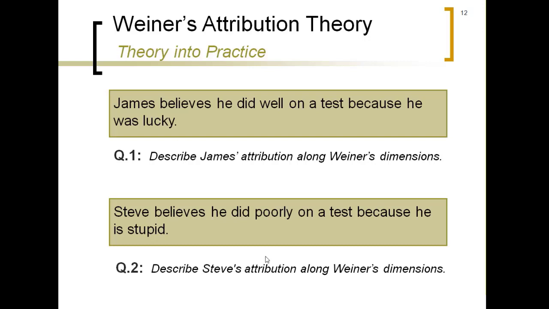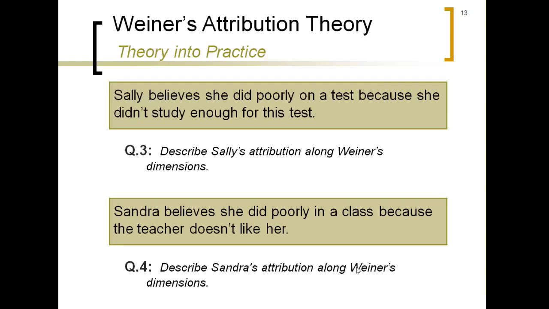Steve believes he did poorly on a test because he is stupid. I don't like this word, stupid, but he's not intelligent or whatever. Now this probably feels internal because it feels like it's his level of intelligence that caused the outcome. It probably feels pretty stable. He may not feel like he has the ability to improve his intelligence, unless he has a teacher behind him encouraging him. And it may feel like it's out of his control. So in this particular situation, Steve may not do well next time if this is how he feels about himself and about the situation. He also may become depressed.